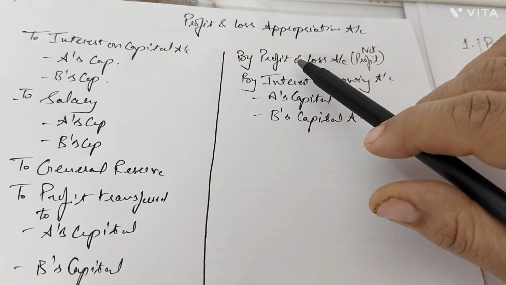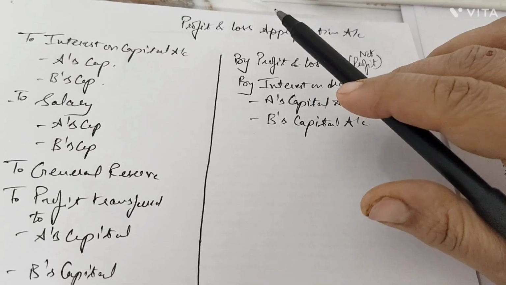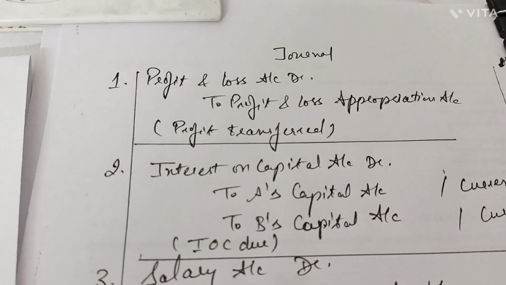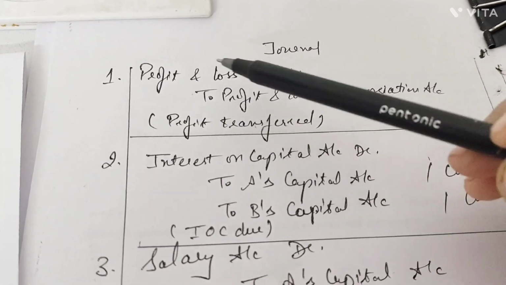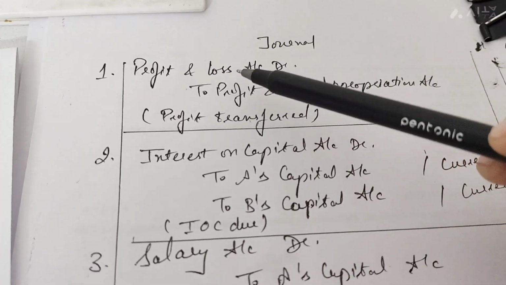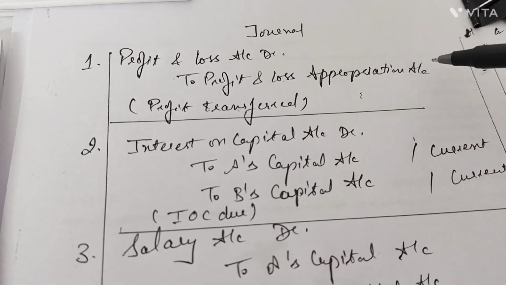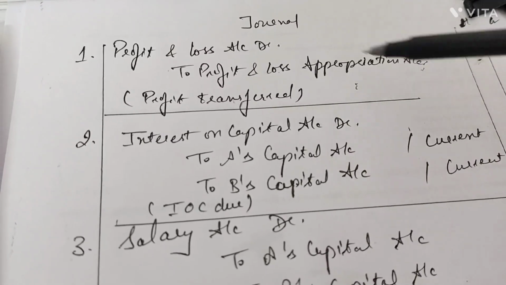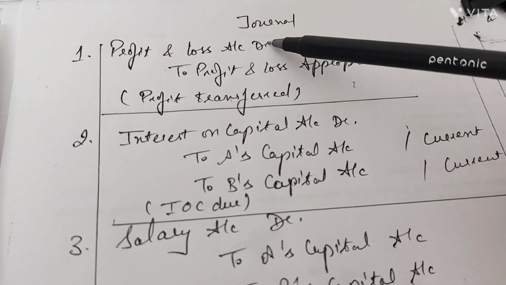So what journal is developed from here for the first case? P&L account debit to P&L appropriation account. So the first journal here is for the profit transferred from profit and loss account to profit and loss appropriation account. Here the P&L appropriation account is getting a profit, so it's credited, and that profit is coming from which account? P&L account, so that's debited here.